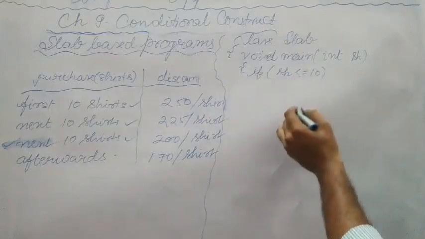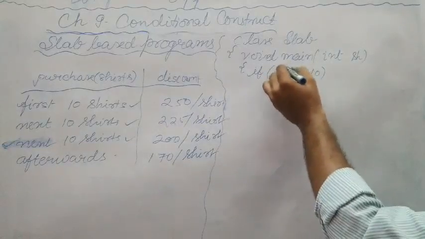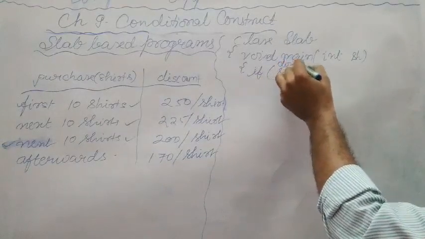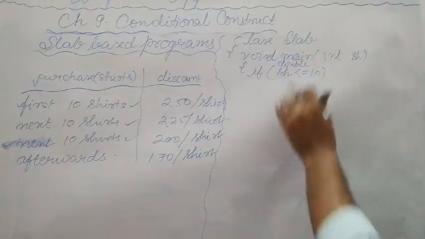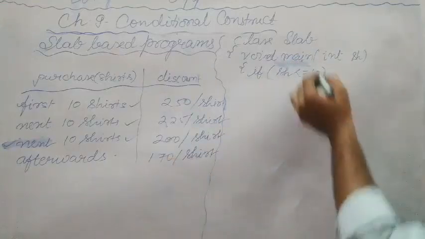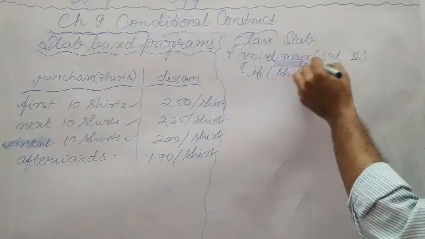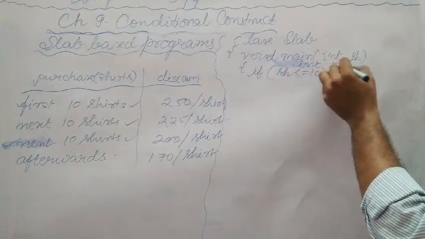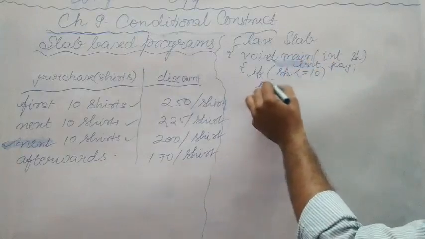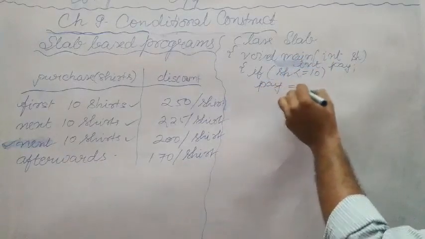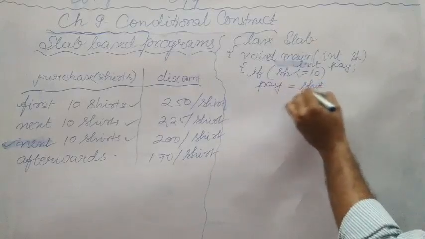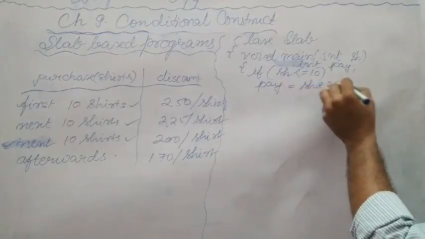We need some variables here, so we will take some variables here, as double type or integer type. Because we have taken integer values, we will take integer pay. So here we will write pay equal to shirts multiplied by 250 rupees.